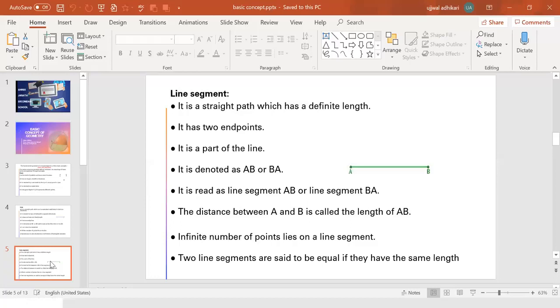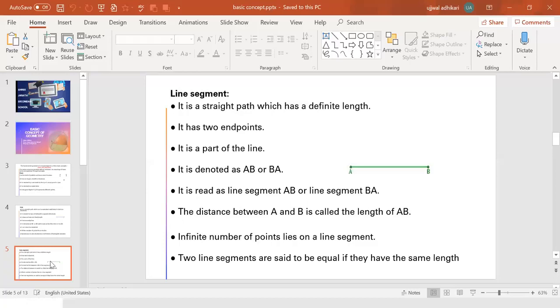So I don't want to move to this side. I only focus on the line segment and its concept. And the next thing is that, as in a line, in a line segment also many points can be put. In between the line segment AB, we can put many points.